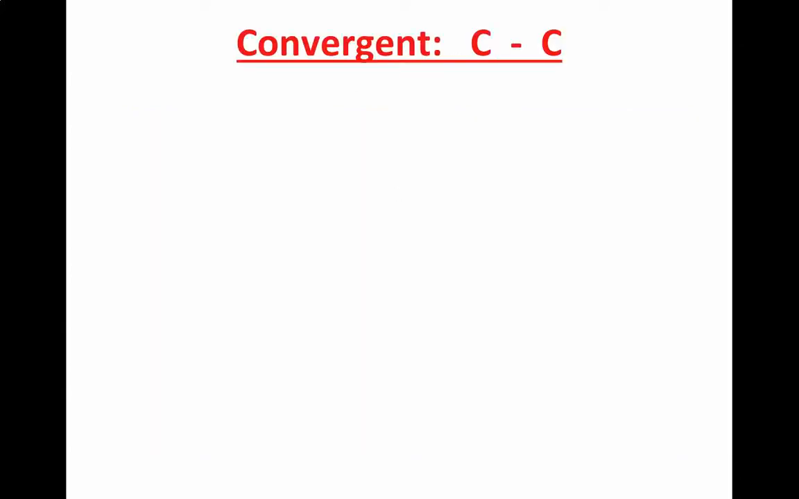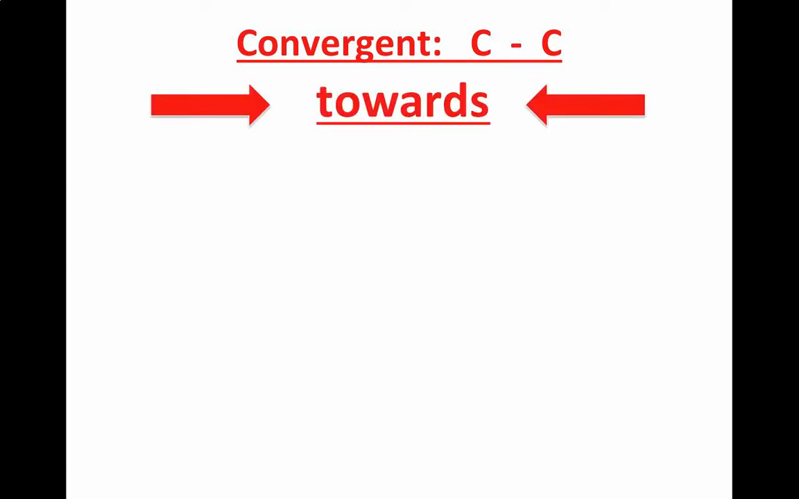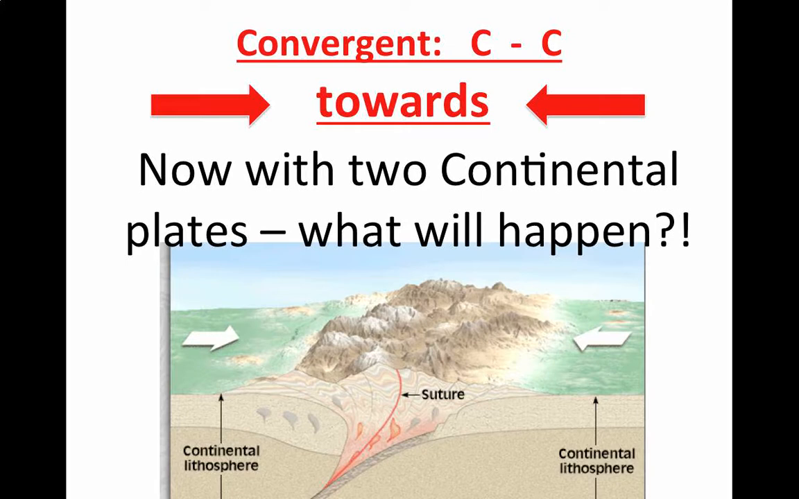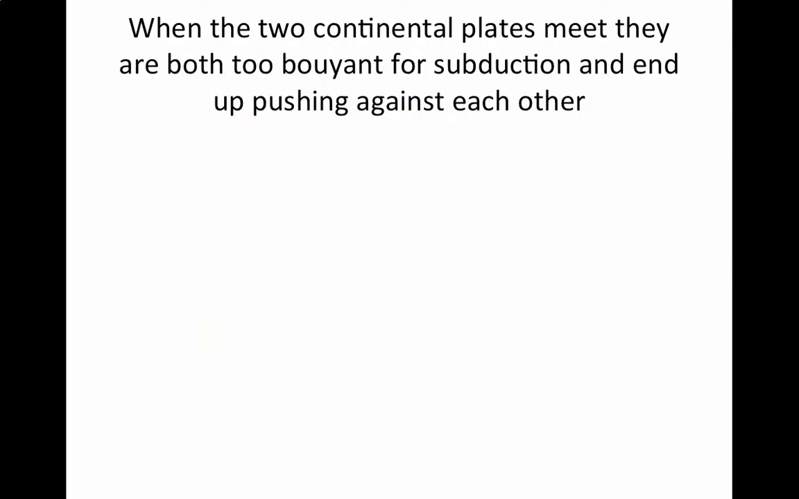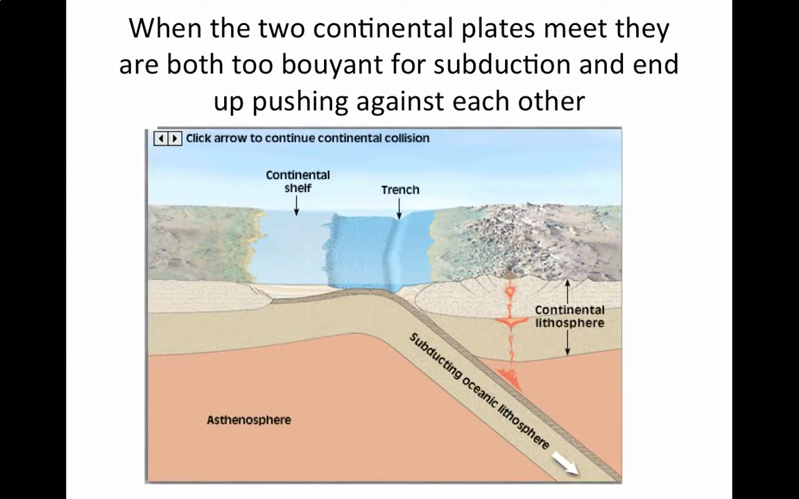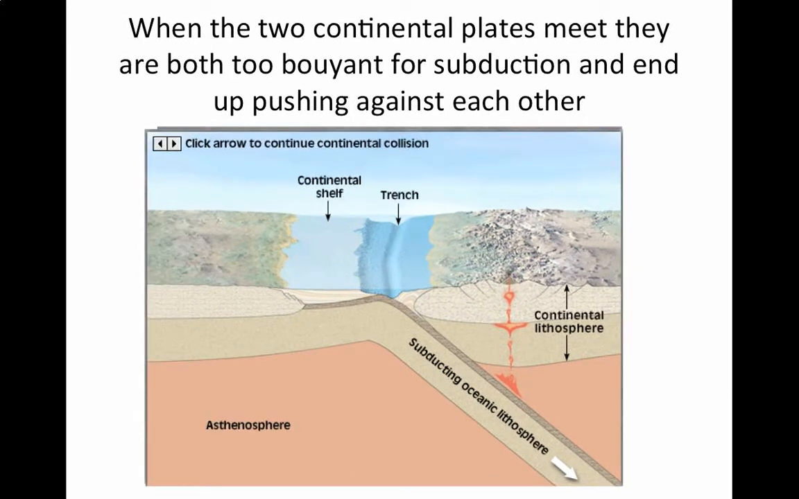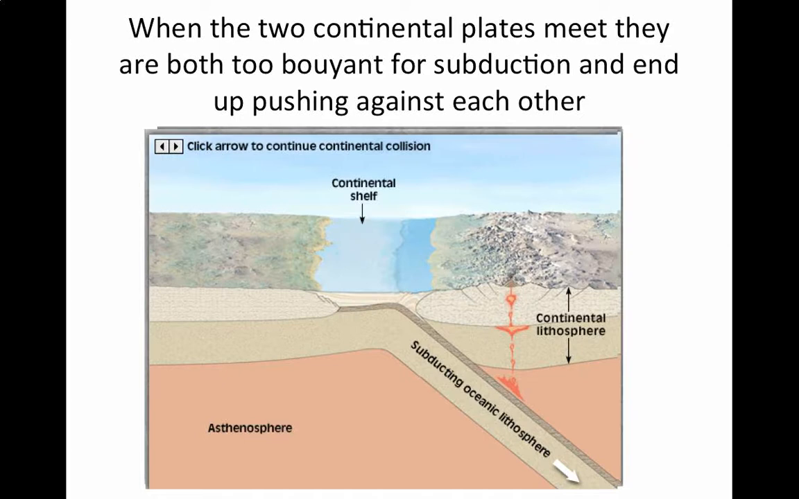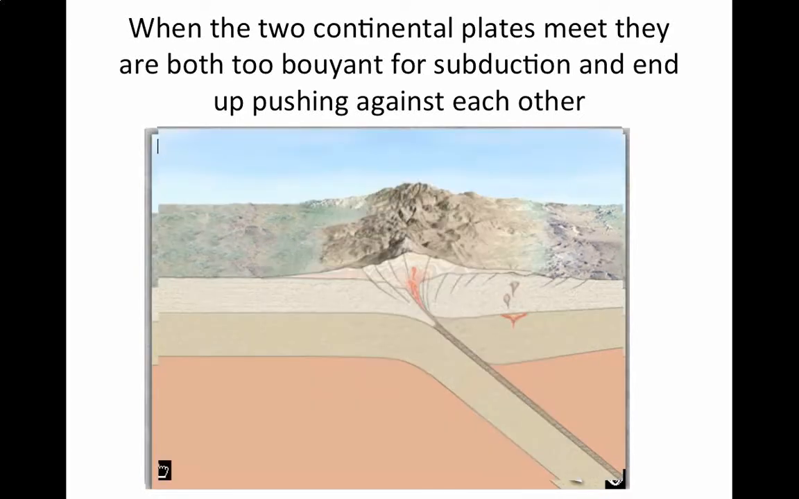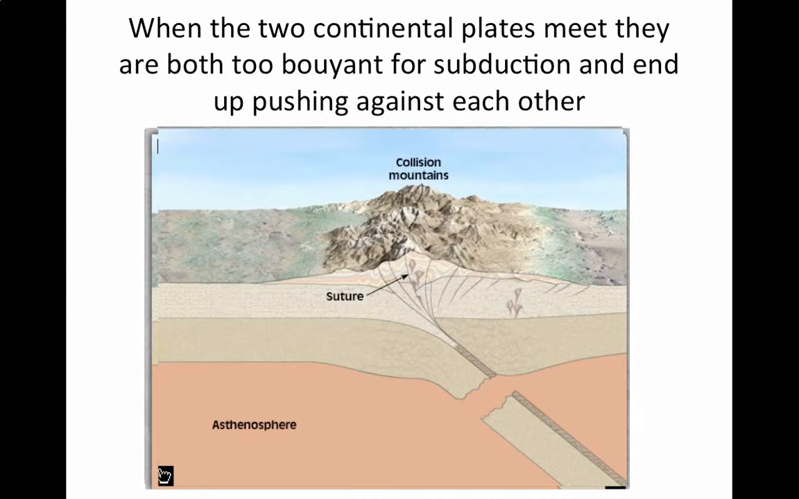Our final type of convergent boundary is continent-continent. Okay, still moving towards each other, but now dealing with two continental plates, both least dense. As these two continental plates occur, both of them are too buoyant or have a low enough density where they no longer will subduct. And as those two plates meet, they end up colliding and pushing up against each other.